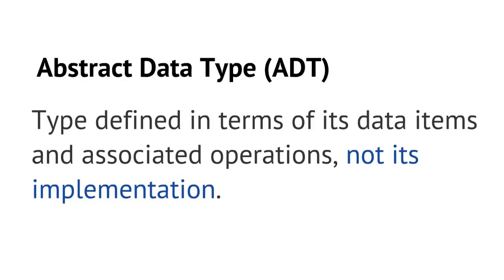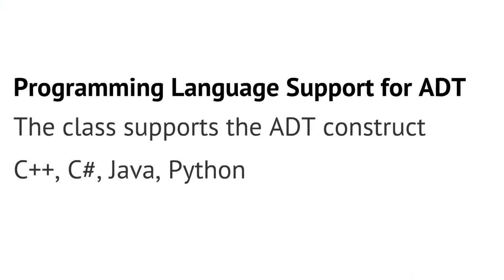And if this concept of defining something in terms of its data and its operations sounds a bit familiar, it should, because there are several programming languages that support this construct of an abstract data type, and they support it through the class mechanism. C++, C#, Java, Python, they all support this idea of a class. A class is just defining something in terms of data and operations, and it allows for information hiding. And information hiding is very important.